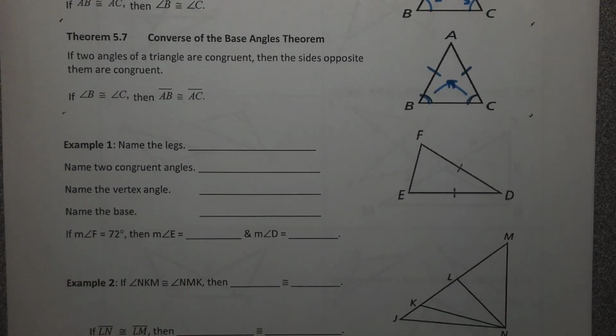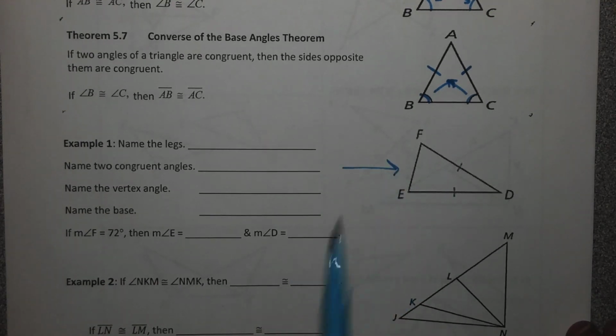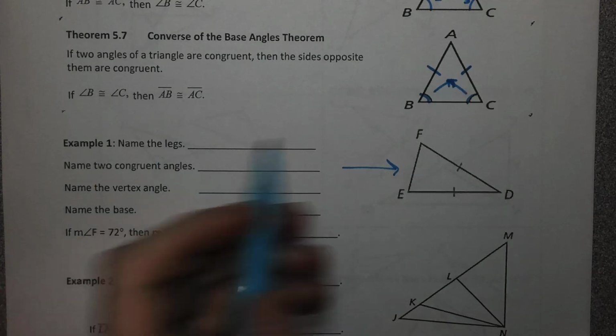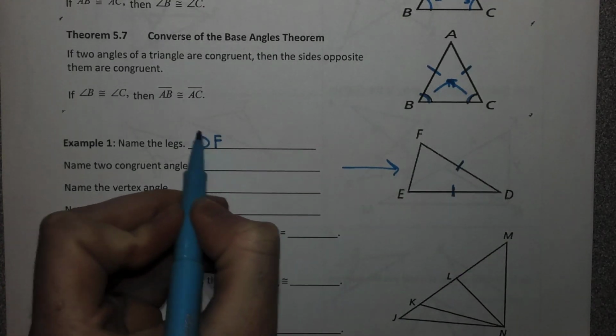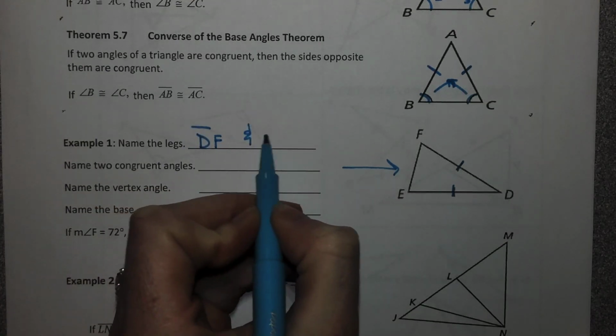Example 1 says, name the legs of the triangle. We're talking about this one right here. So what are the legs of this one? We're going to have a base and we're going to have legs. Base angles. FE is the base. Okay. Oh, the legs. If you had listened to Connor, he was on to the right track. The legs are the 2 that are the same. So that would be DF and DE.